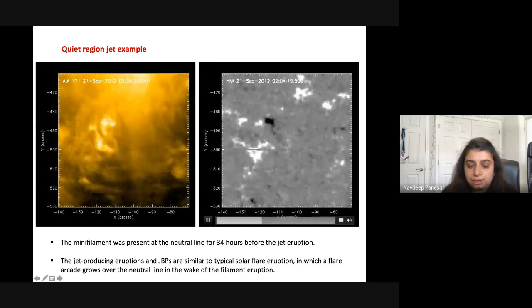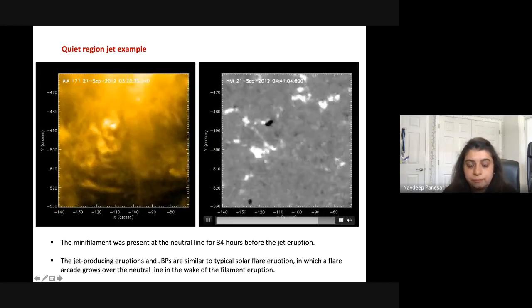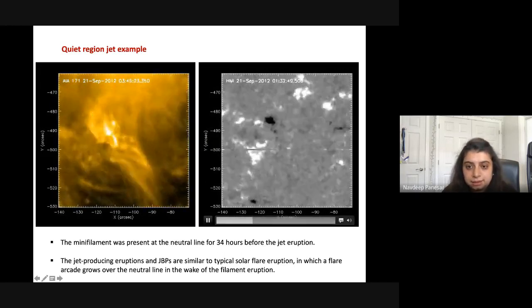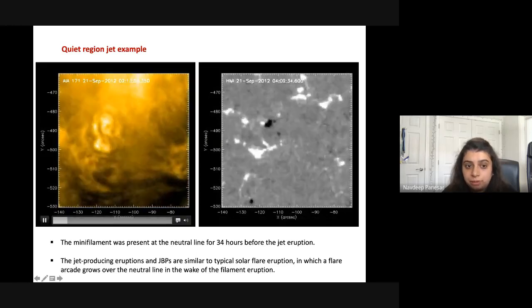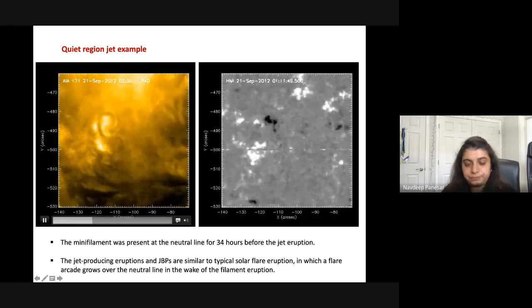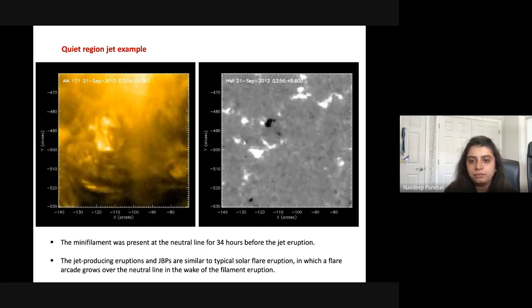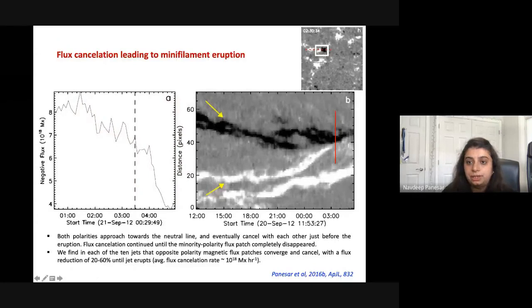These are the two flux patches that are involved in the eruption. You can see there is a clear flux cancellation going on that triggers this pre-jet mini filament eruption from the neutral line. To see the magnetic field evolution quantitatively, we measured the minority polarity flux of the jet base region bounded by this white box. This is the flux plot versus time. It shows that flux is decreasing with time, which is clear evidence of flux cancellation at the base of the jet. The jet happens at this time. Even after the eruption, the flux continues to cancel.